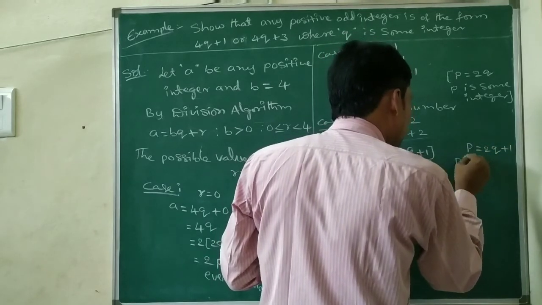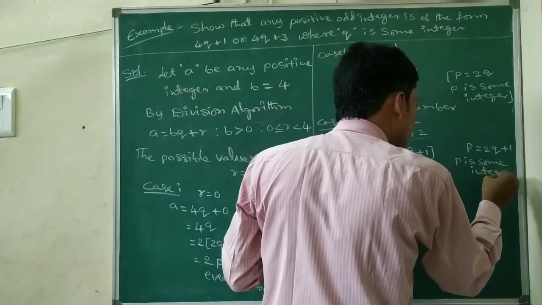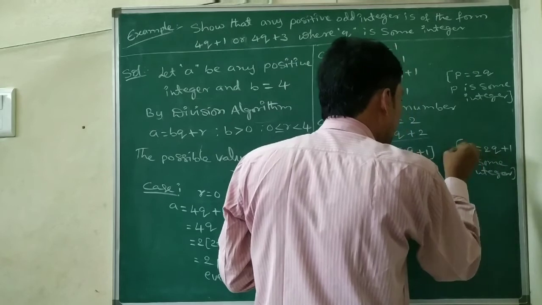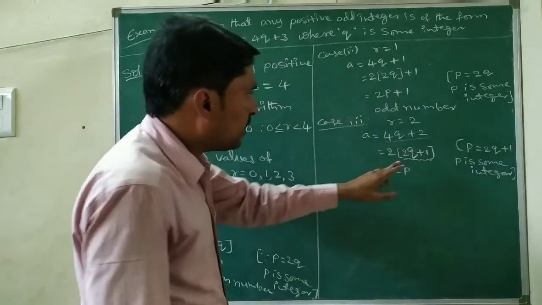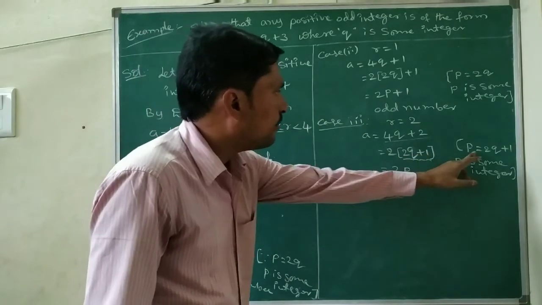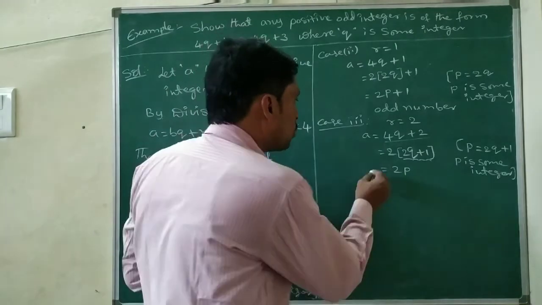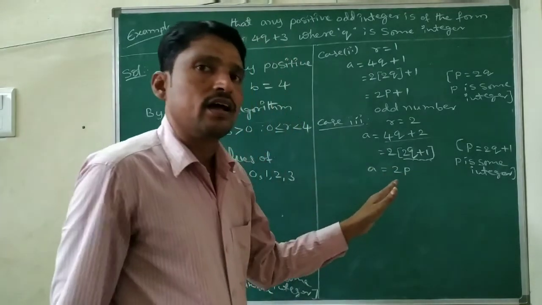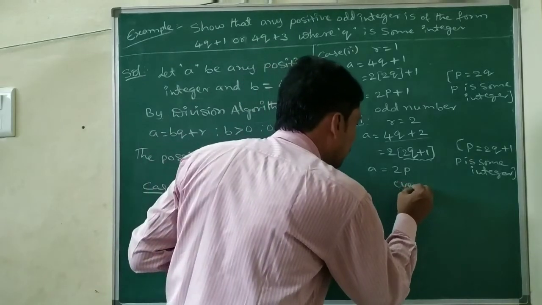So p is some integer. So this is in the form of 2p. Already we took the q plus 1 value as p. So a equal to 2p. 2p is the general form of even integers. So we are getting an even number.